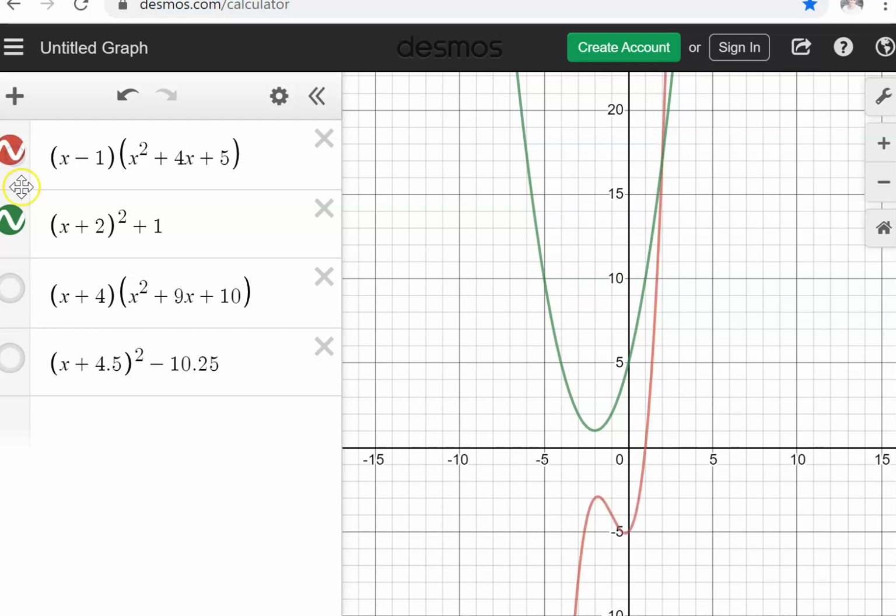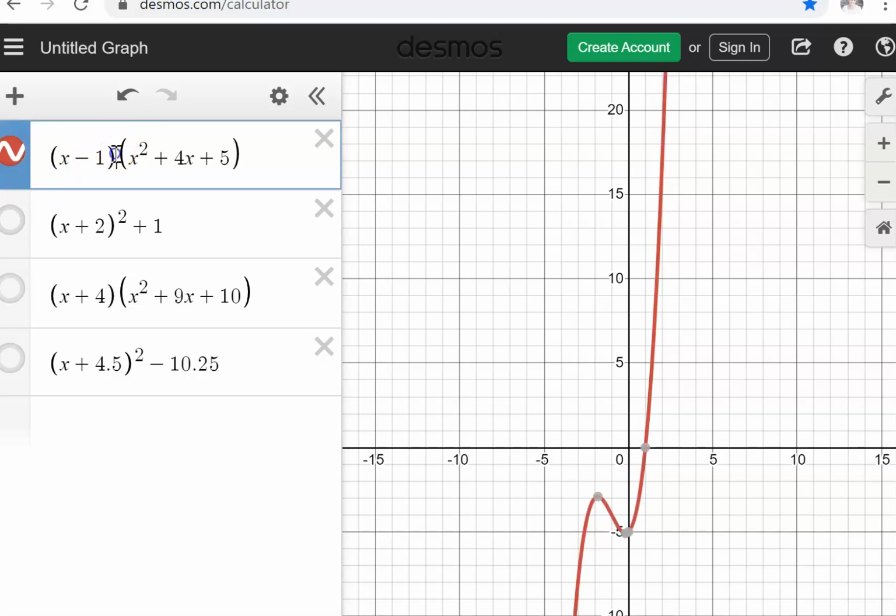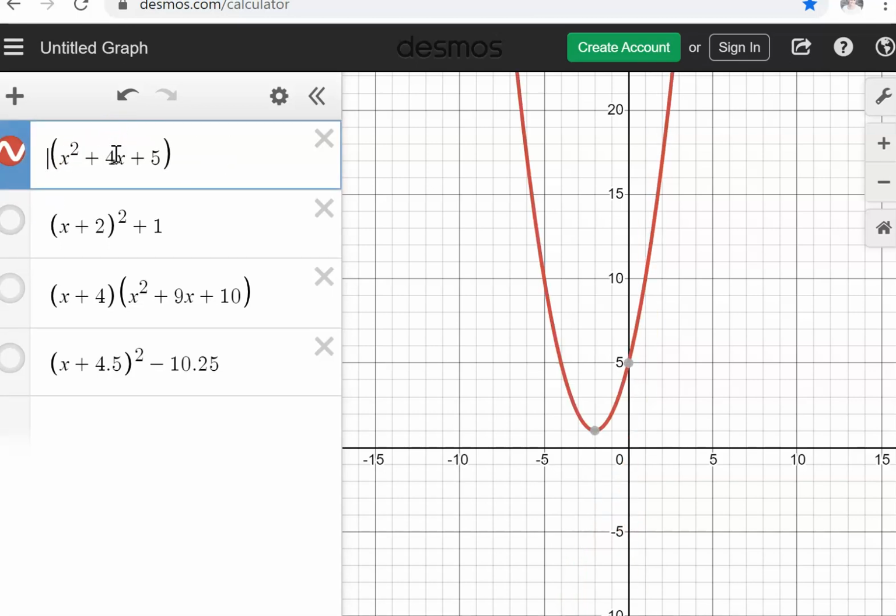When that is part of a cubic, it means that the only part that contributes an x-intercept is the linear part. So I'll show you, if I take that away and we have the quadratic by itself, it looks like that, which is just what we predicted.